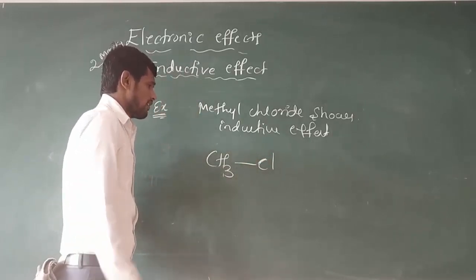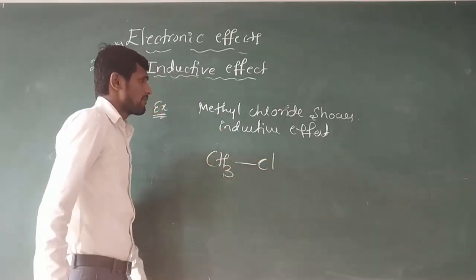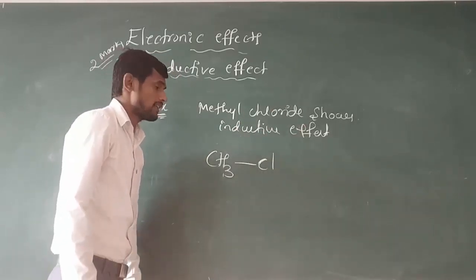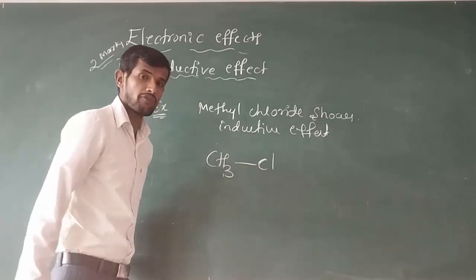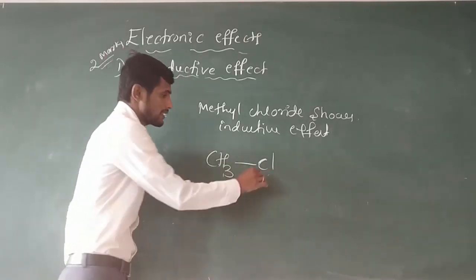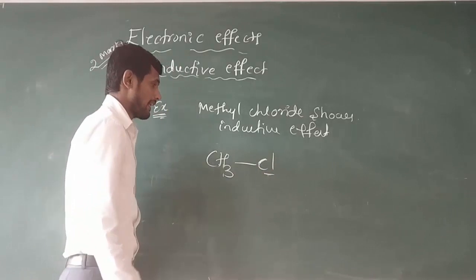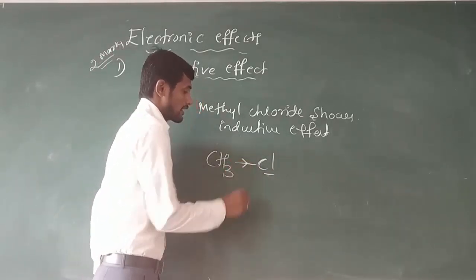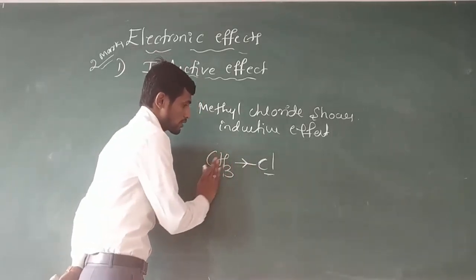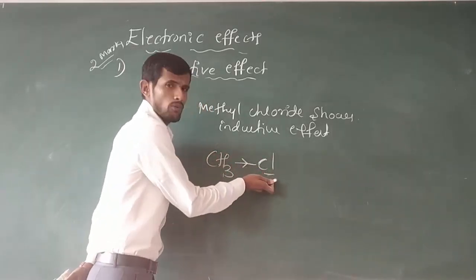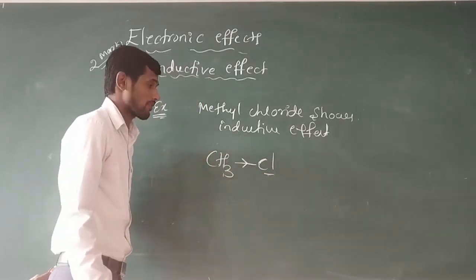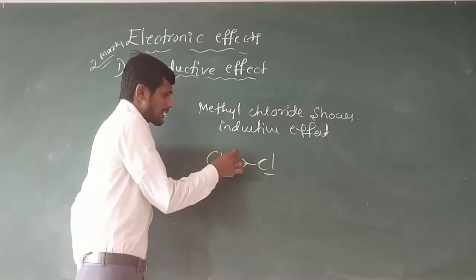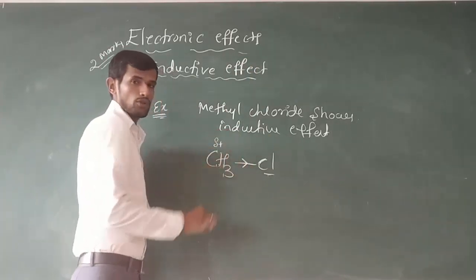Yes, according to the definition, the permanent polarity is produced in a molecule due to the displacement of electrons towards the more electronegative atom. Here chlorine is the more electronegative atom. Therefore, displacement of electrons takes place from this to this, because it is the more electronegative atom. It acquires or accepts the electrons. If it donates the electrons, then it gets partial positive charge.